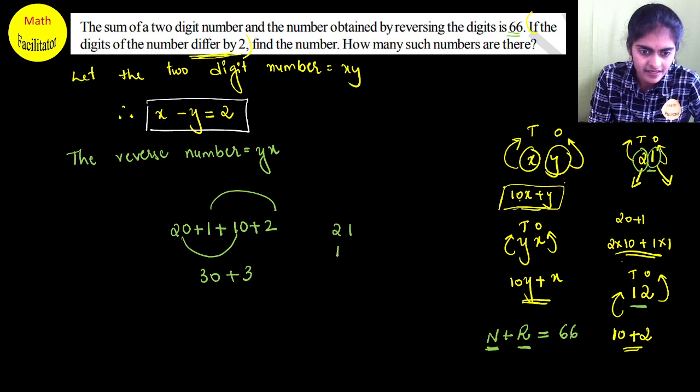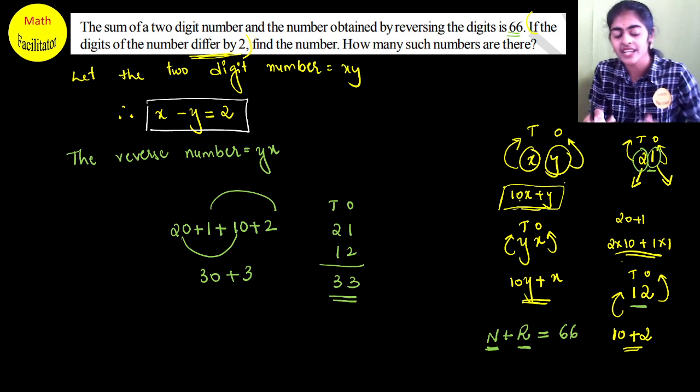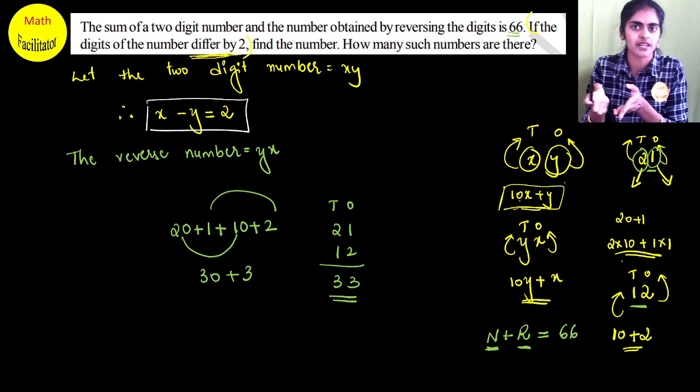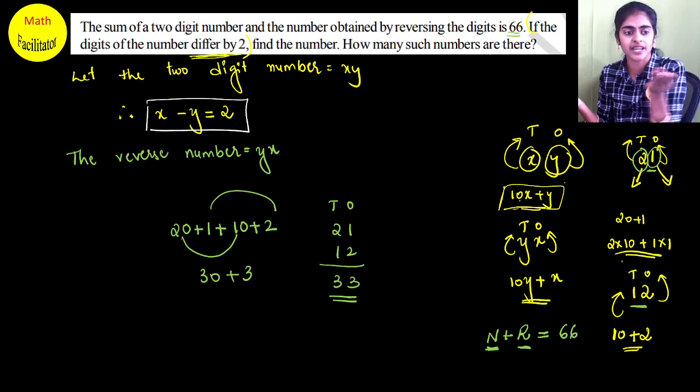So 21 and 12. See, this is ones place, tens place. So this is what we actually do, but you don't know what you're doing. Many of you think, ma'am, we are just adding 2 plus 1, 2 plus 1. So aren't we adding the digits? So why can't we write x plus y plus x here? You are adding the digits here, but you are adding the place value.